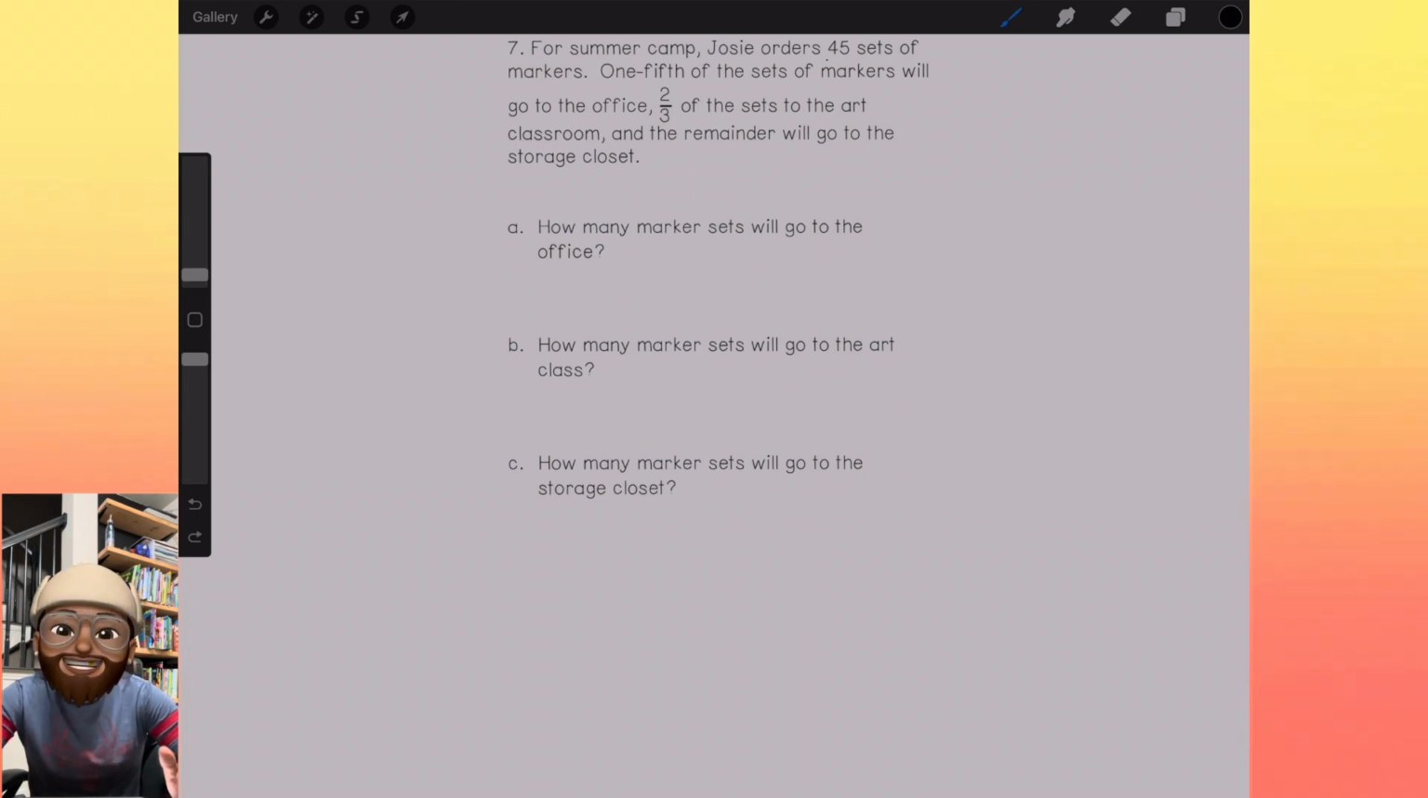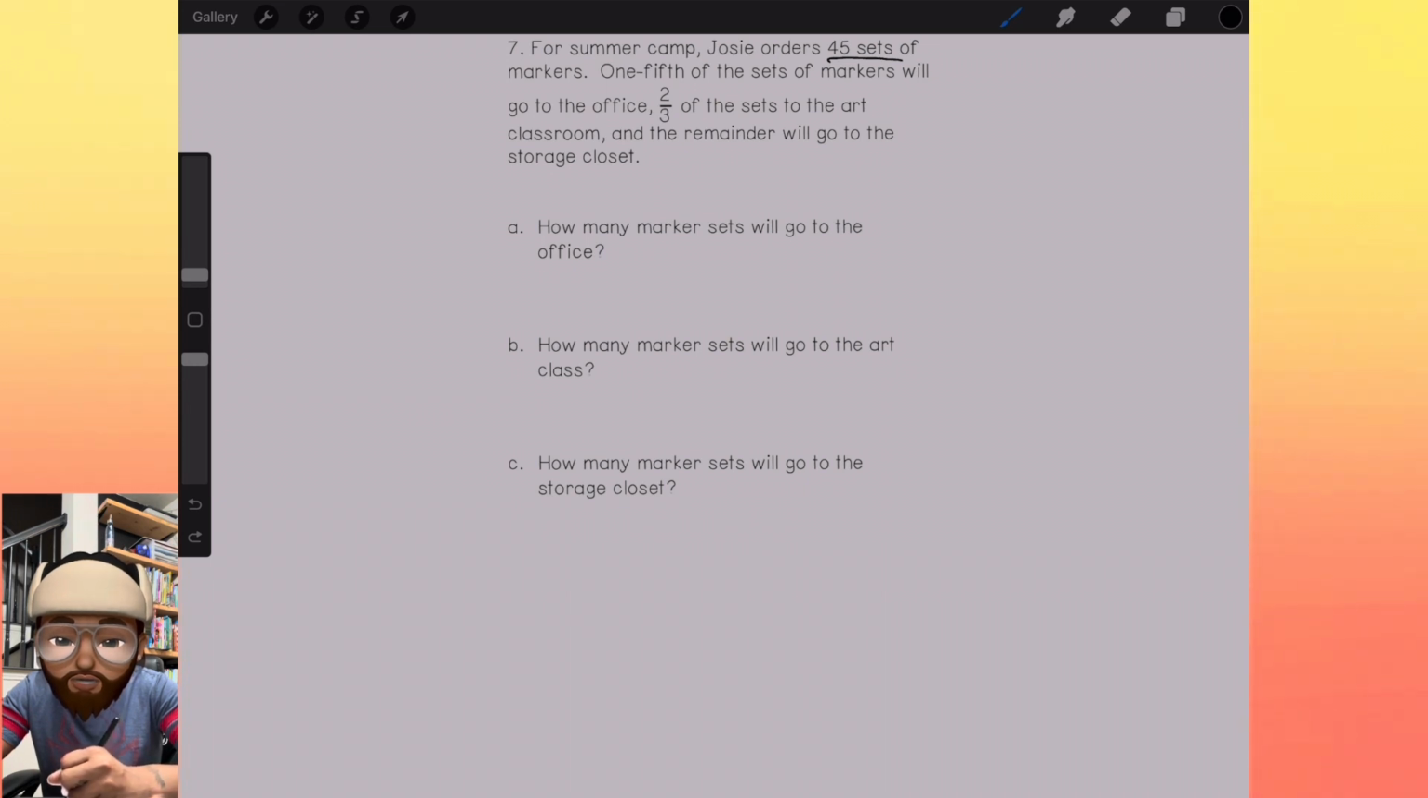Let's get started. The question says, for summer camp, Josie ordered 45 sets of markers. 1/5 of the set of markers will go to the office, 2/3 of the set to the art classroom, and the remainder will go to the storage closet.